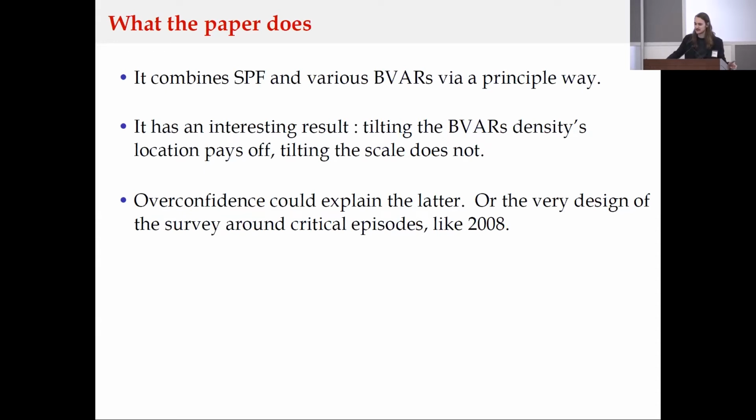I mean, overconfidence from the SPF forecasters could explain the fact that using their variance is not exactly what you want to do. It could also be that the design of the survey around critical episodes like 2008 might have been a bit too rough. So I think the bins might not have been correctly designed and things like that. It's kind of important to remember what the base material is here.